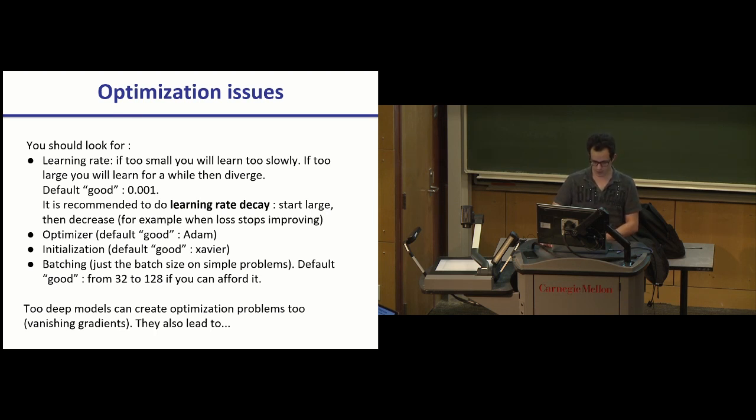So if you don't have an optimization issue of this kind, it's also possible that your model is actually not too weak, but too complex, and therefore you have a vanishing gradient problem. So then you should try to remove layers.